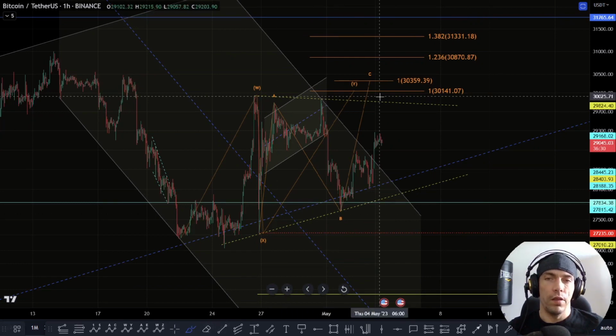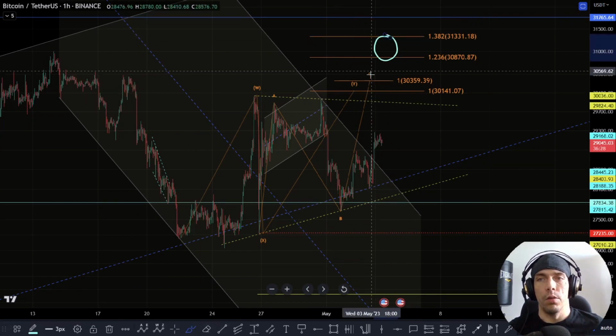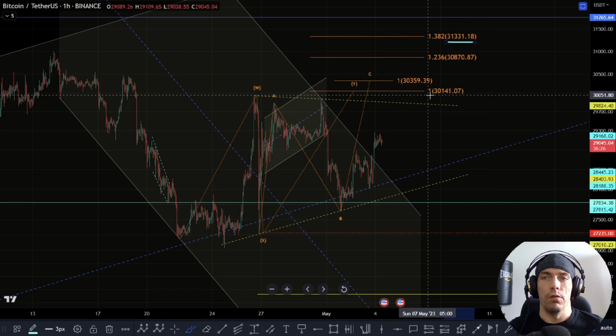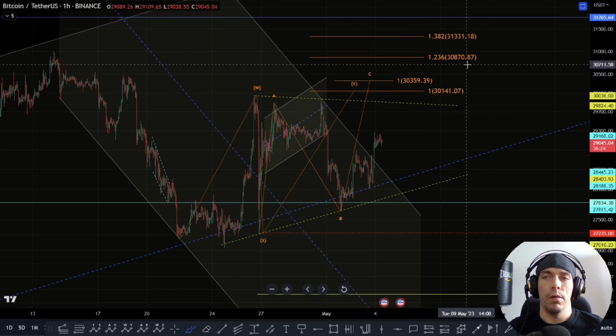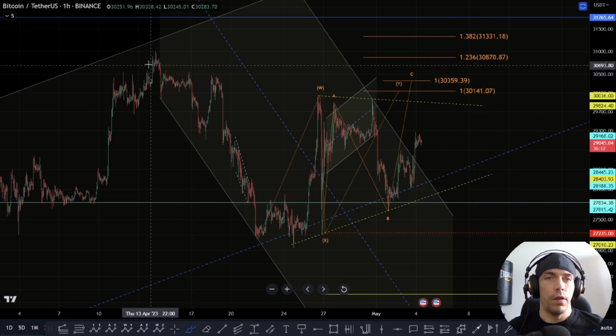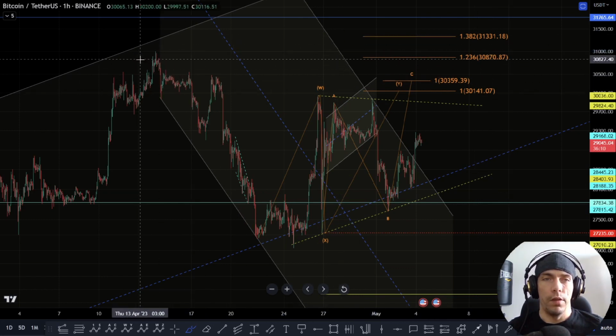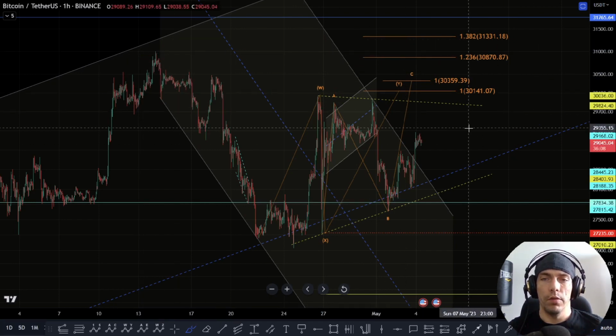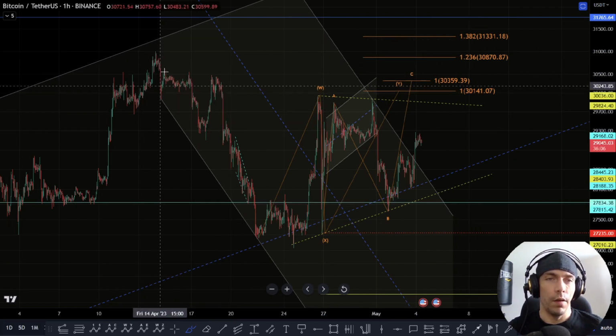And then if it does look to extend out slightly higher here, potentially this 31,330 one area would be a 1.382, and then we have the 1.236 here at this 30,870, which would actually tie in with coming and sort of retesting the top of this move here. So this will be interesting to see if we do get a push to the upside here.